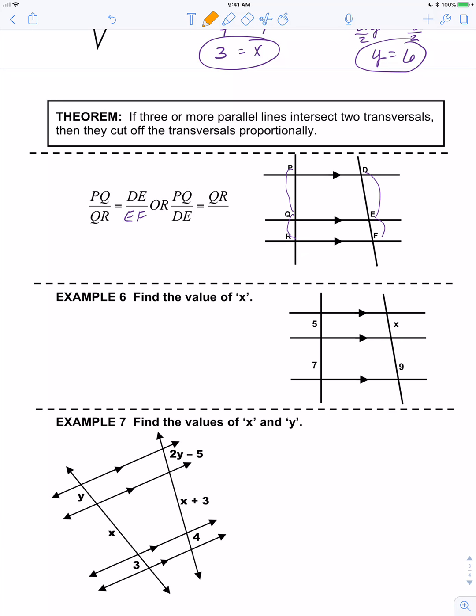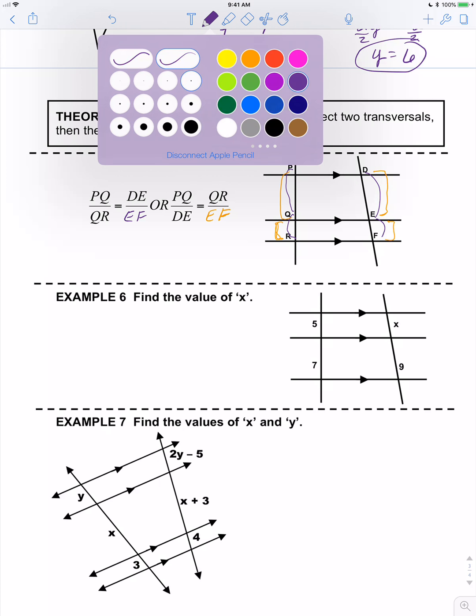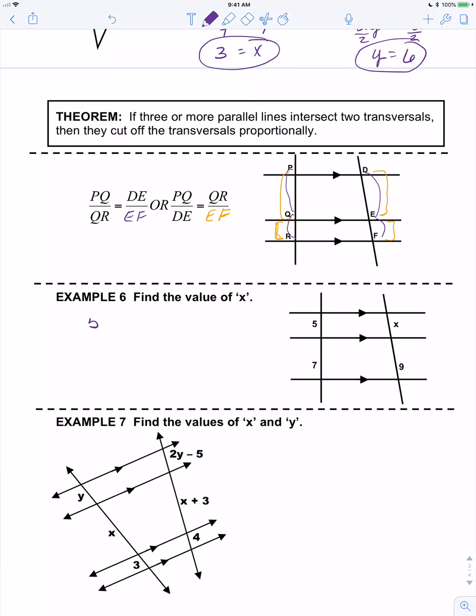Or, and I'll just do it in a different color, if PQ is proportional to DE, then QR is also proportional to EF. Okay, so just remember you can set those up whichever way, or whatever information that you have. Okay, so let's look at an example. And all of this is setting up proportions. So 5 is to 7 as x is to 9.